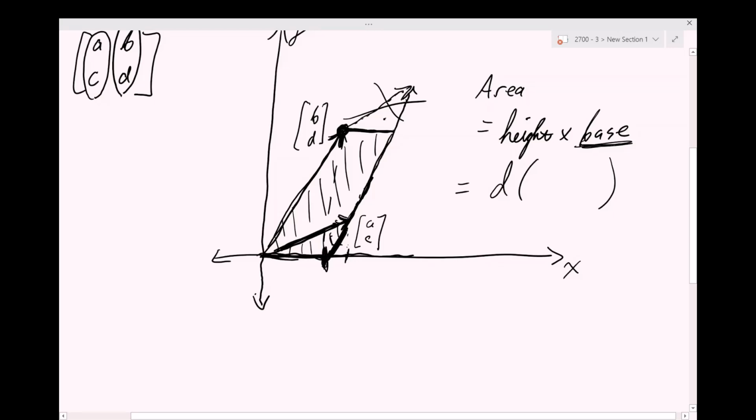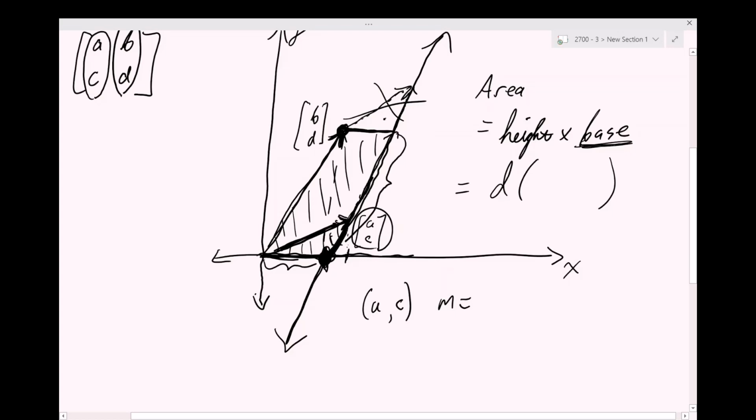And the easy way, not inventing new techniques that you're not familiar with yet, to do that is, really we just want to know, where does this line cross the x-axis? That'll give us our base width right here. So my first question is, what is that line? Well, I have a point that's on the line. This AC point is on the line. And I also know the slope of this line because this side here is just a copy of this BD vector. And it goes up by D as it goes over by B. So that means my slope is just D over B.